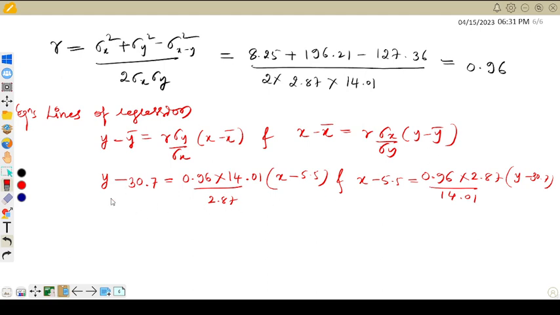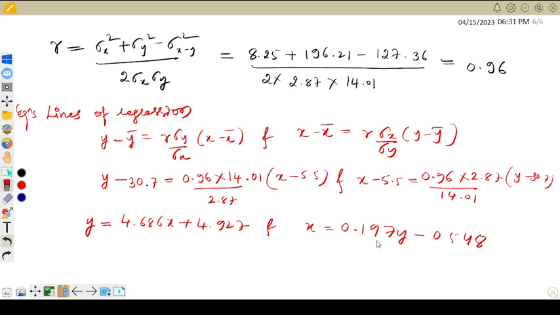So on simplification, students will get y is equal to 4.686x plus 4.927, and x is equal to 0.197y minus 0.548. These are the lines of regression.